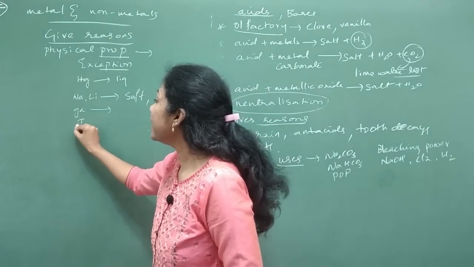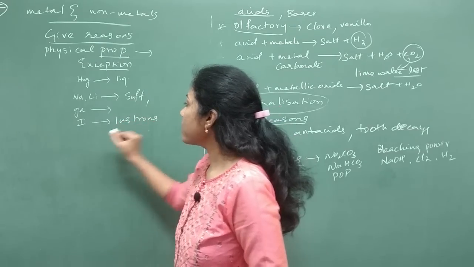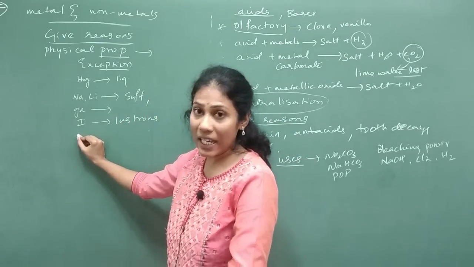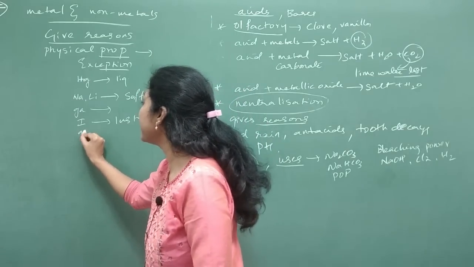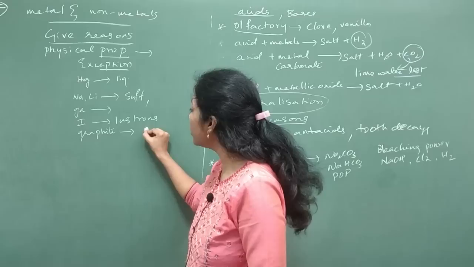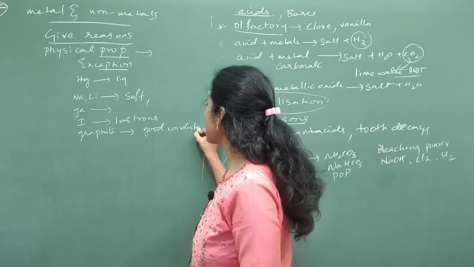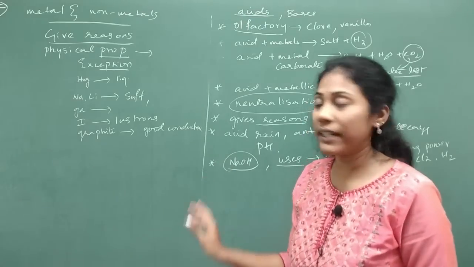And then iodine is a non-metal but still it is lustrous. And among non-metals, carbon has one form, graphite. Graphite is an allotropic form of carbon which is a good conductor of electricity. So all these exceptions you should be noting down and remembering.